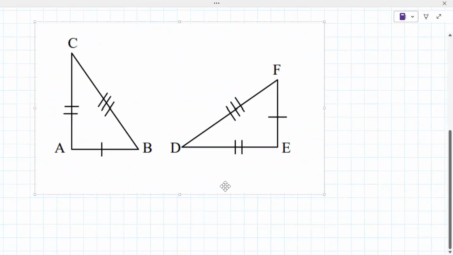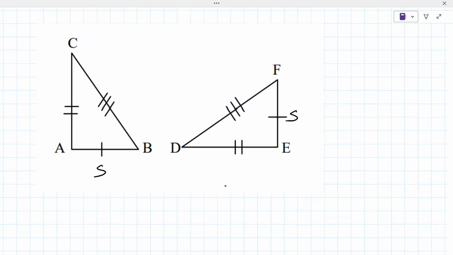All right, so here's your example number one. You look at the two triangles and you say to yourself, what is the same in both triangles? Well, they both have a side, a side, and a side. So therefore, they're congruent by side, side, side. The more important thing is to get the letters right.